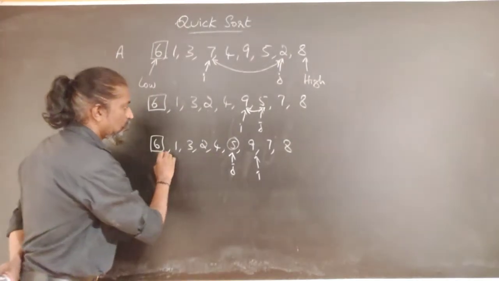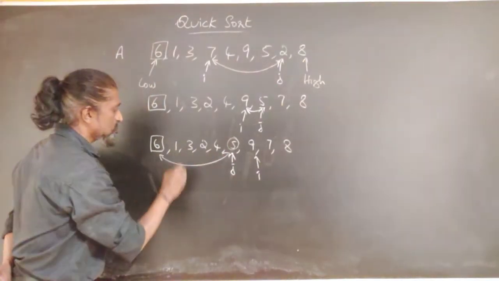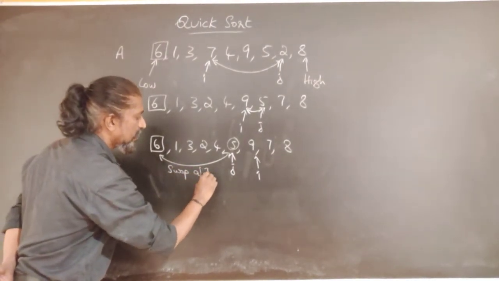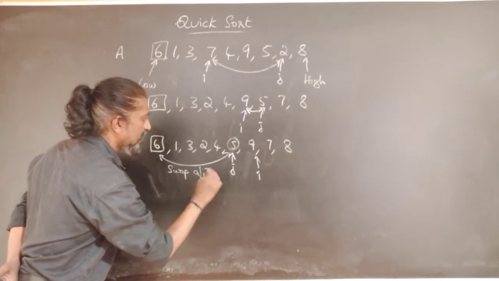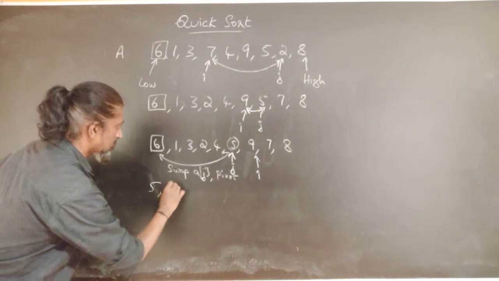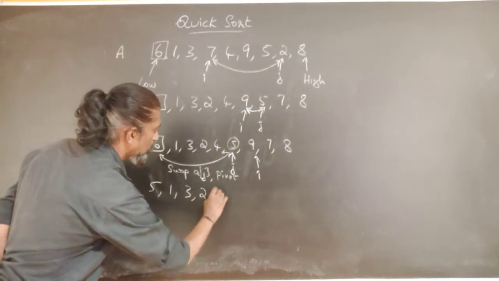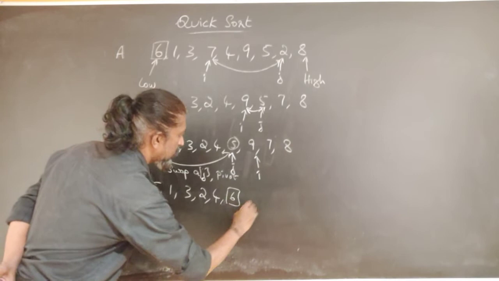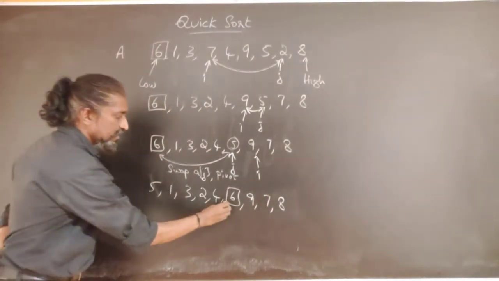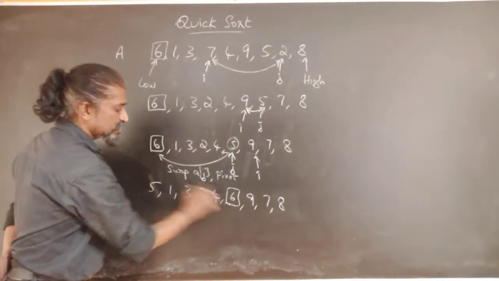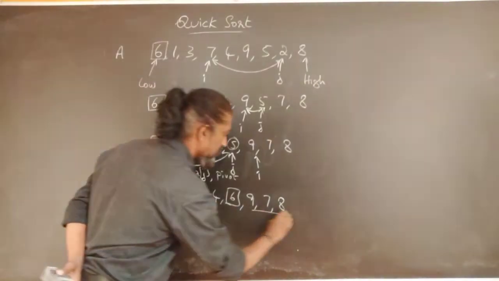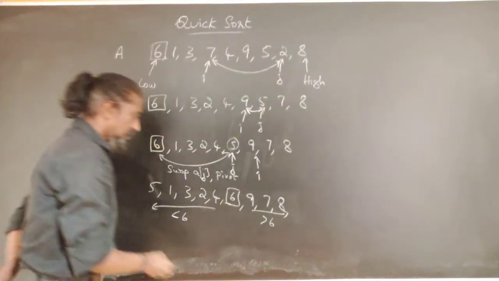So when the i and j pointers cross over, we swap a of j and the pivot. When we do that, 5 comes here: 1, 3, 2, 4, 6 is the pivot, 9, 7, 8. So now we can see the pivot is placed in a position in the list such that elements present to the left are less than 6, and elements present to the right of 6 are greater than 6.